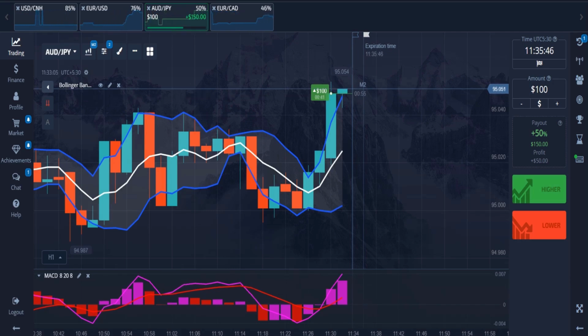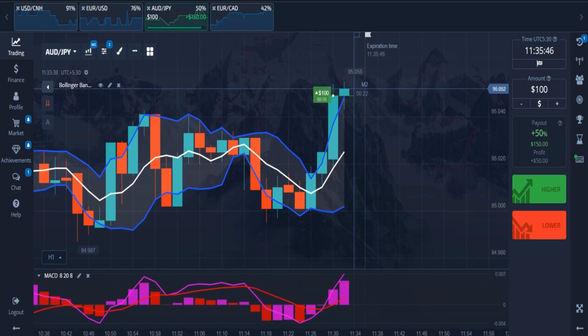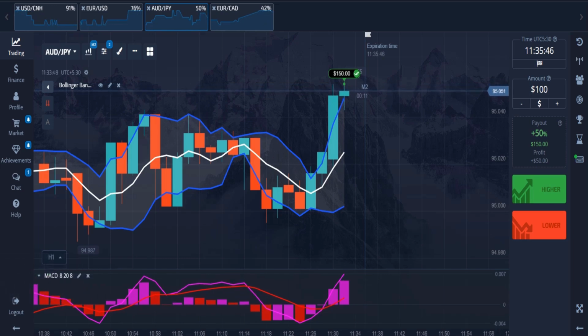Now, we'll patiently wait until the trade ends to see whether we win or lose. Remember, patience is a key element of successful trading. Let's see how this one turns out. Great news! We've won this trade as well. This is a perfect example of how following a proven strategy can bring consistent results. But we're not stopping here. Let's keep the momentum going and find another perfect trade setup.